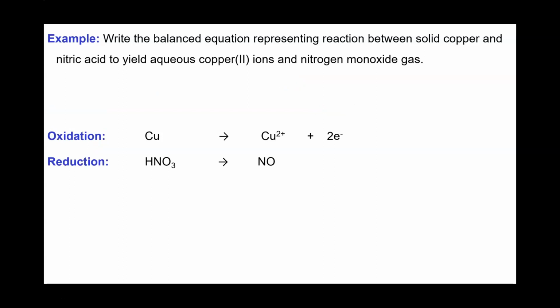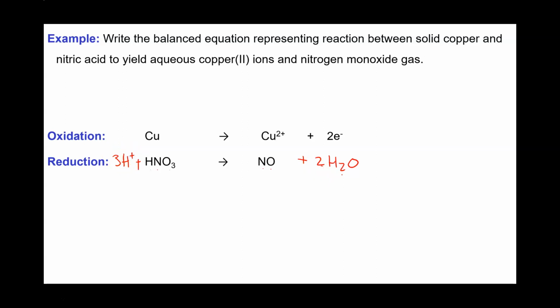Okay, so now balance for atoms other than oxygen and hydrogen. One nitrogen is already balanced. Balance for oxygen by adding water. 3 oxygens on the left, 1 on the right. So I'm going to add in 2 waters. Now the oxygens are balanced. And then I've got to balance for hydrogens by adding hydrogen ions. So 1 hydrogen on the left, and then 2 times 2, 4 hydrogens on the right. So I need to add in 3 hydrogens over here.